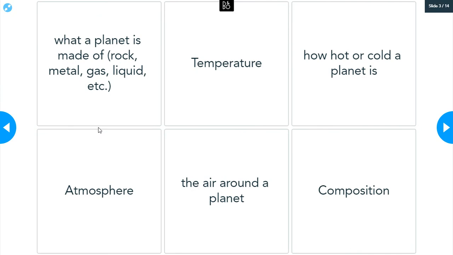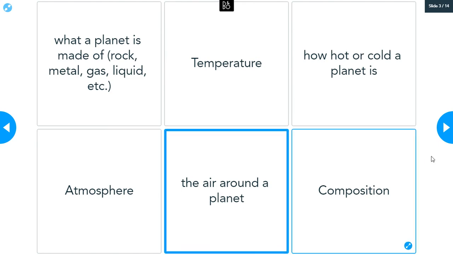All right, so now on your paper, you have the three things: atmosphere, temperature, and composition, and you are just going to draw a line and match their definitions to that. So go ahead and feel free to pause the video and take a moment and do that. All right, nice job. We're going to keep going.